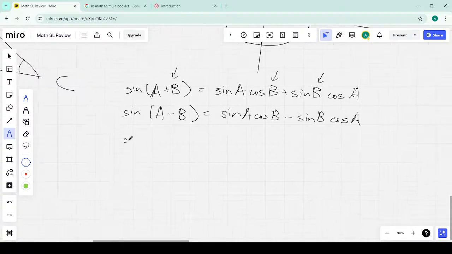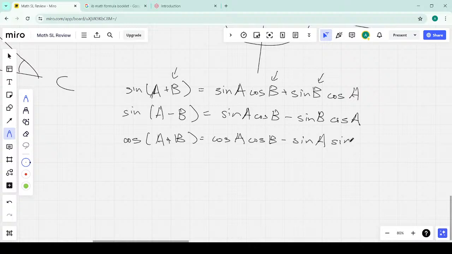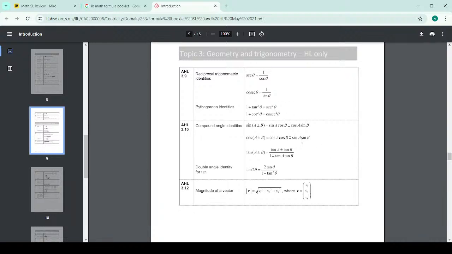Same with the cosine identity. So cosine a plus b is cosine a cosine b minus sine a sine b. Same thing, if you want the subtraction, just swap b with negative b. Cosine is even, so cosine b's sign is not going to change. Sine b is an odd function, so sine negative b would be negative sine b. So then it would be a plus here. But it's all on your formula booklet, so you really shouldn't have to memorize it.